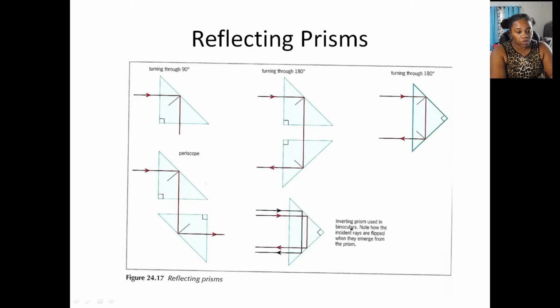Inverting prism using binoculars. Note how the incident rays are flipped when they emerge from the prism. Okay, so it just shows you how the prisms are used, and gives you the examples. You could use this prism to cause light to turn through 90 degrees and then through 180, and then you could just turn it in a certain way where it doesn't need two. Then it shows you how they're using periscopes and binoculars.